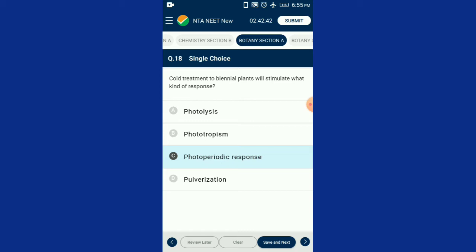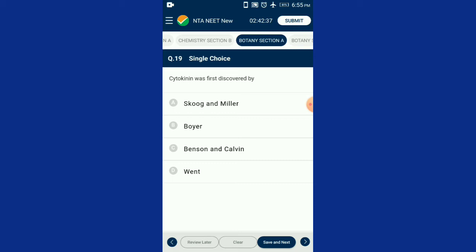Question number 19. Cytokinin was first discovered by Skoog and Miller. The first cytokinin was discovered by Miller, Skoog and Strong in the year 1955 during the callus tissue culture of Nicotiana tabacum. It was a synthetic product formed by autoclaving herring sperm DNA. Herring is a kind of fish. The synthetic product was identified as 6-furfurylaminopurine and named kinetin.